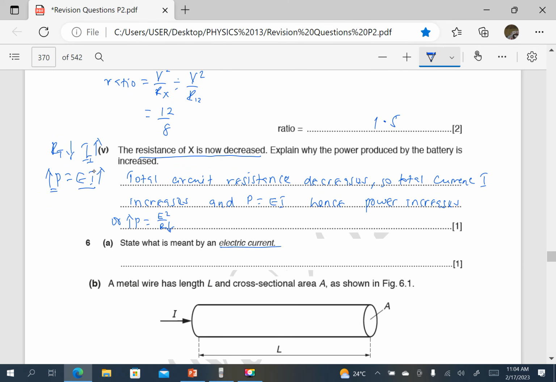State what is meant by electric current. Electric current is the flow, because we know that charge is equal to I T, or I is equal to Q over T. Current is the rate of flow of charge carriers. The charge carriers could be electrons, could be any other particles in motion. So the rate at which they flow is going to constitute what we call current.